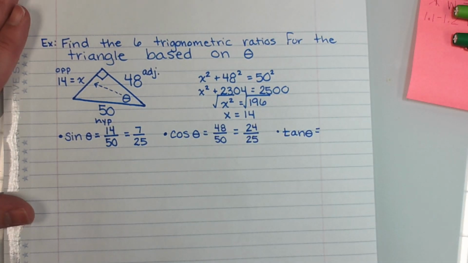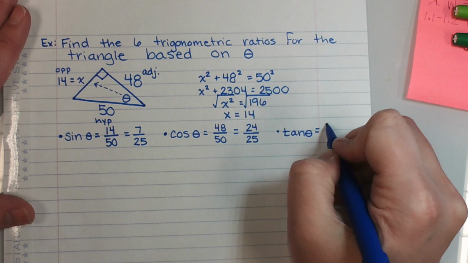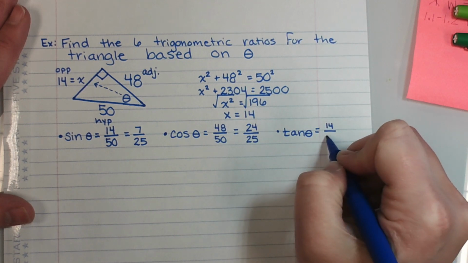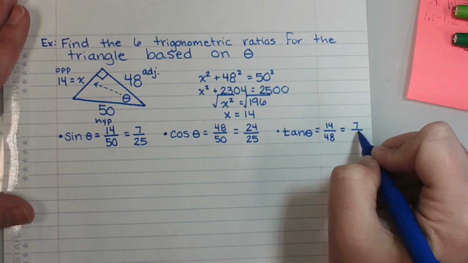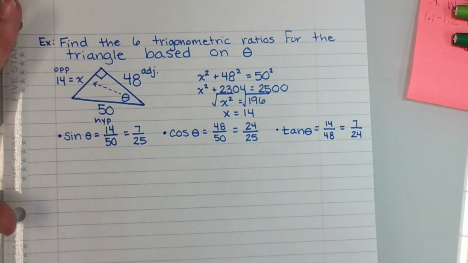Tangent. Toa. Opposite adjacent. 14 over 48, simplify a fraction. 7/24. Okay, those are my first three. To get the other three, I go with reciprocals.